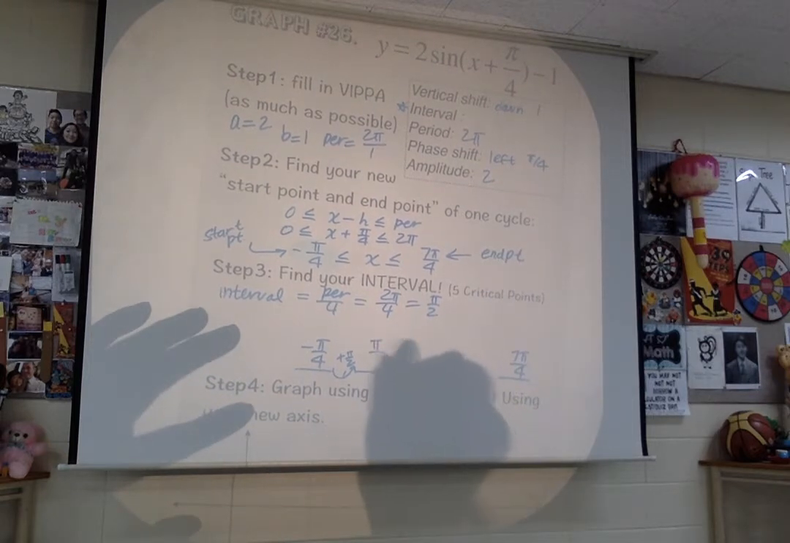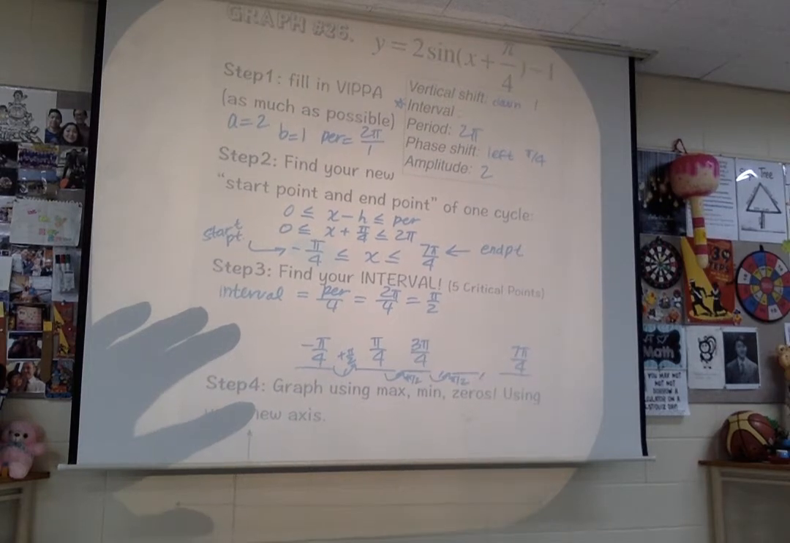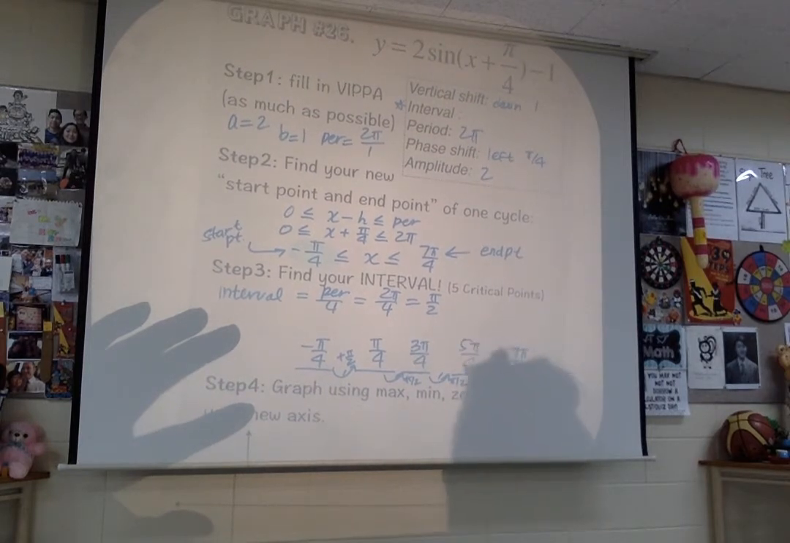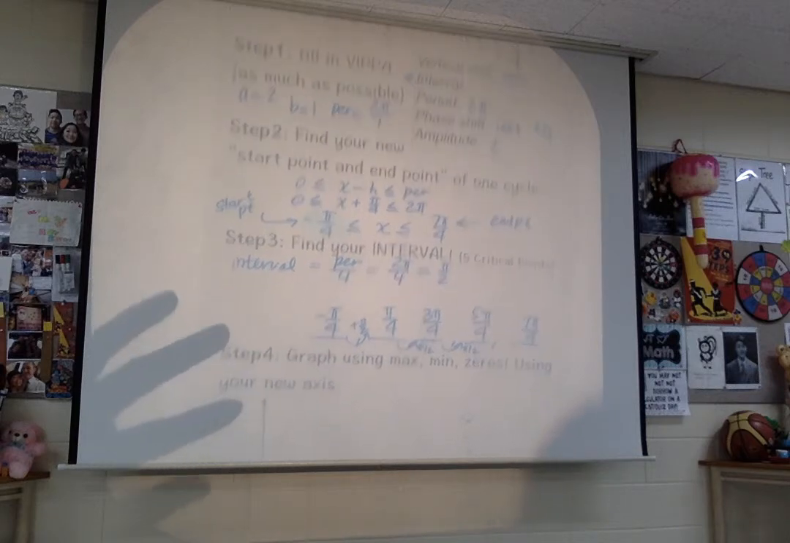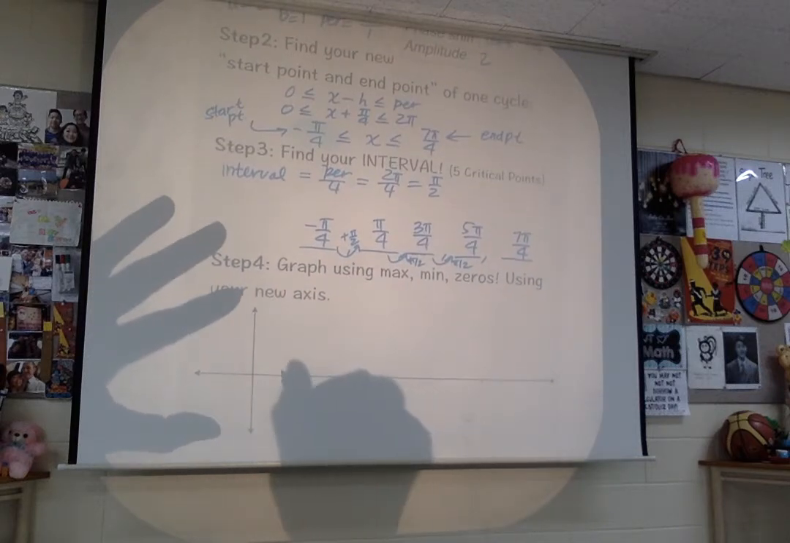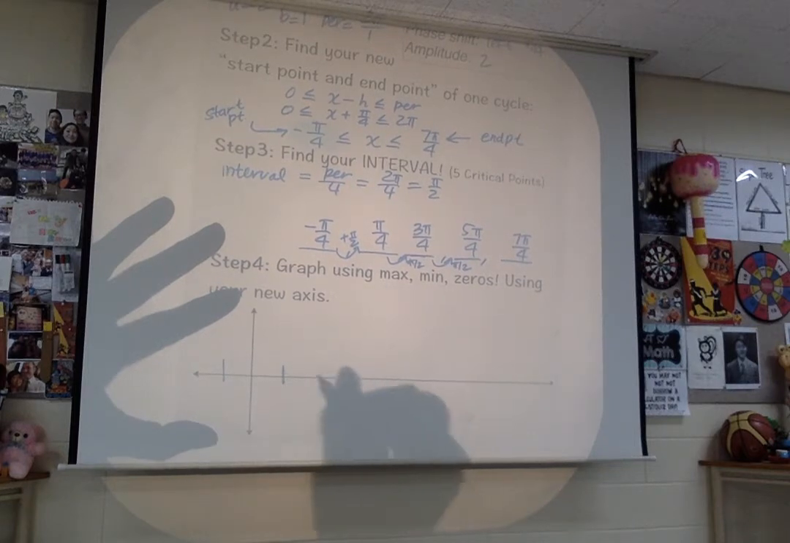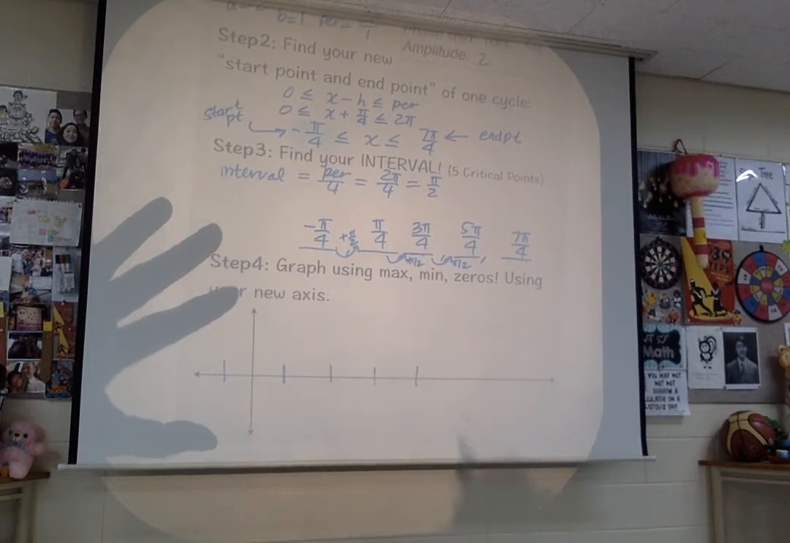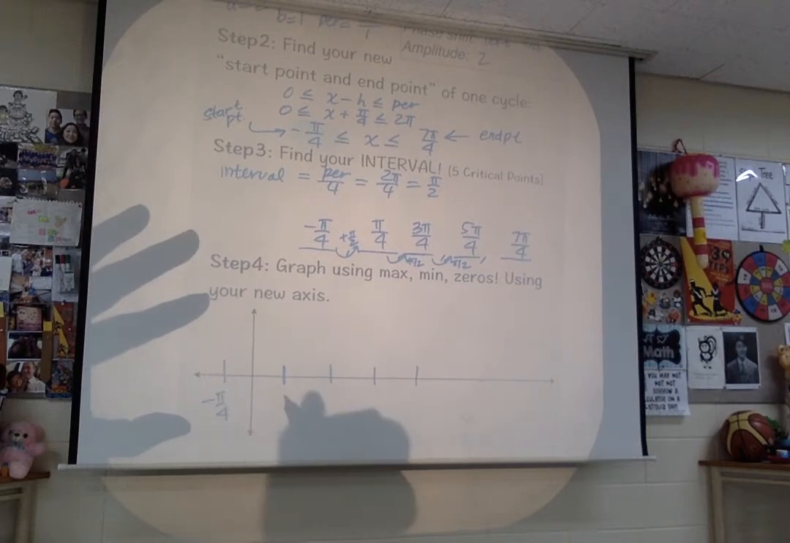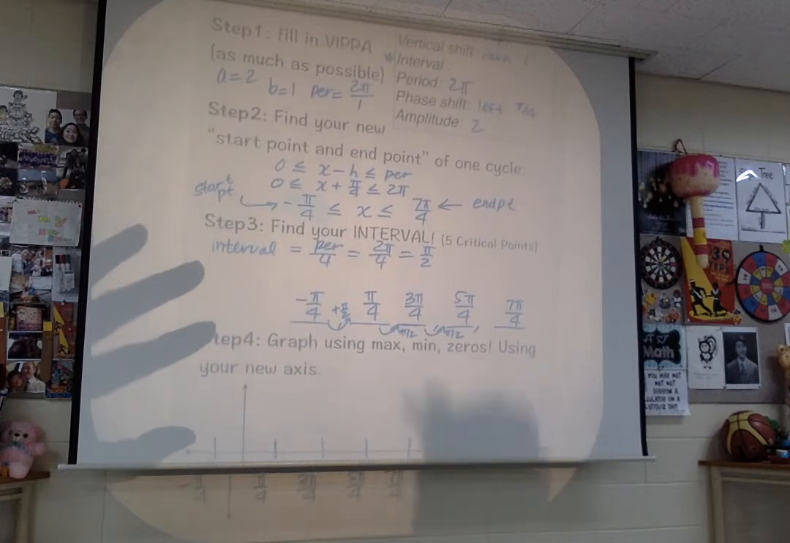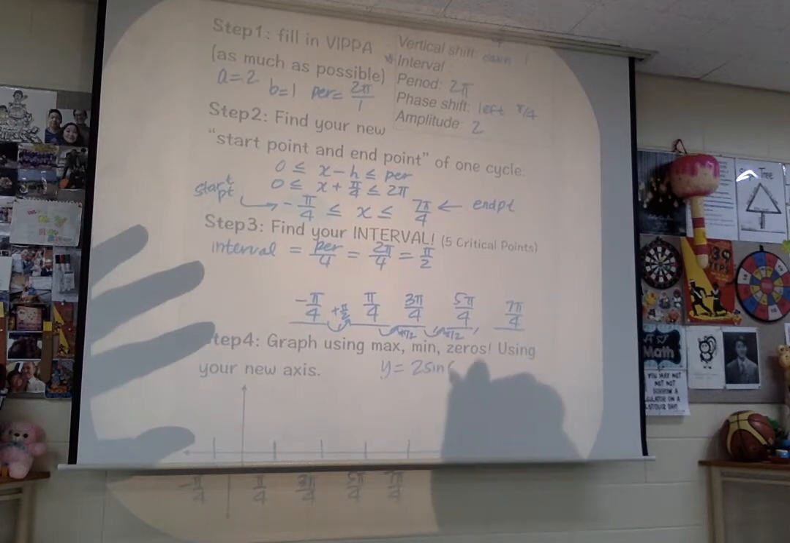So here's what I got. I got pi over 4. I add pi over 2, so I get 3 pi over 4. Next, I get 5 pi over 4. That means those are my critical values. I'm going to just sketch them here. But you guys, it has a negative, so I need to do a negative. Here are my negative pi over 4, pi over 4, 3 pi over 4, 5 pi over 4, 7 pi over 4, and I know this is a sine.